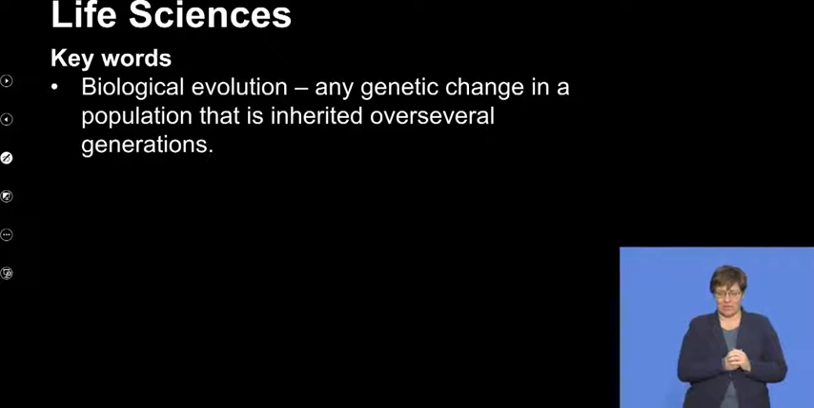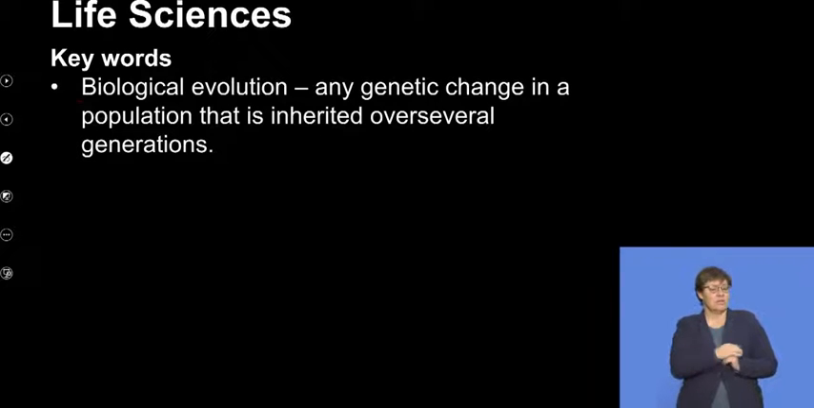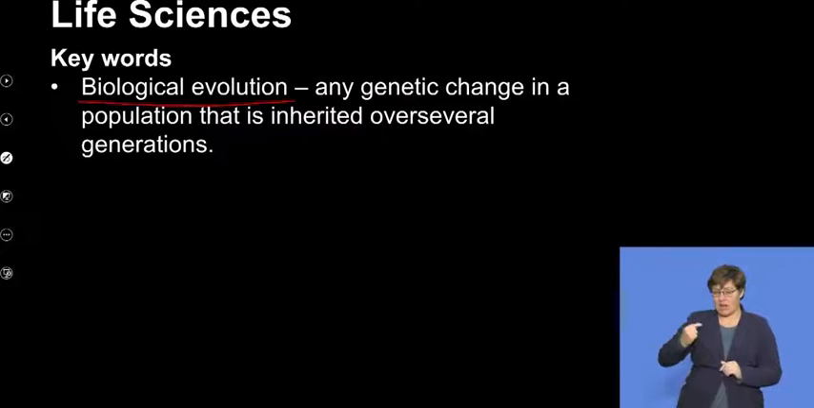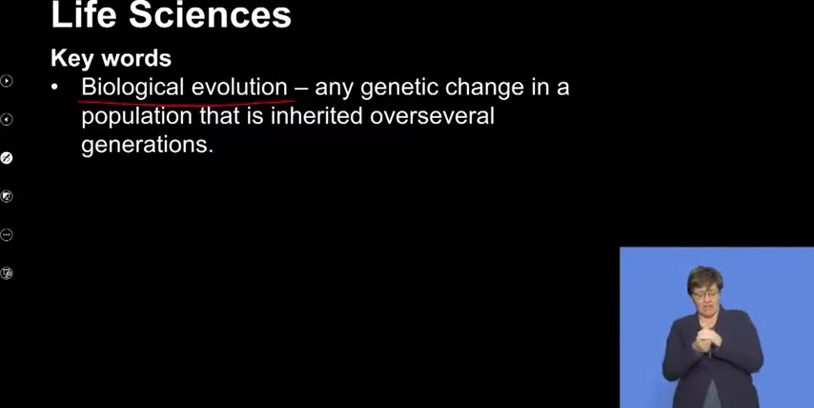So first of all, we're going to have a look at what we call biological evolution, because we are talking about living organisms. And basically what evolution or biological evolution is, is where we see genetic changes that take place in a population, and those are then inherited over several generations, and they eventually become changes that become fixed in a population.